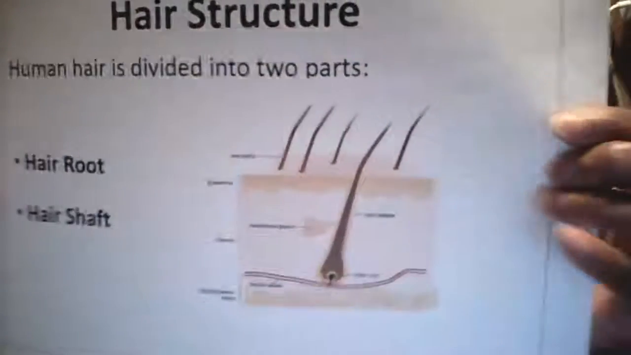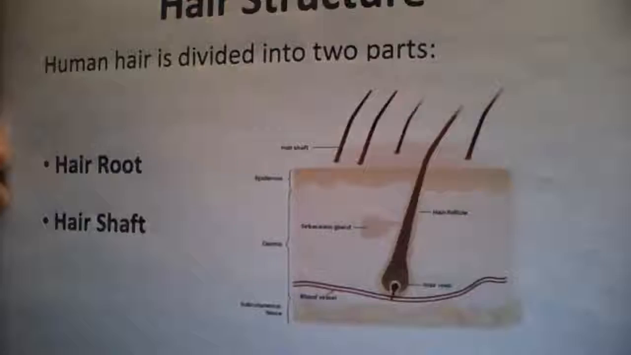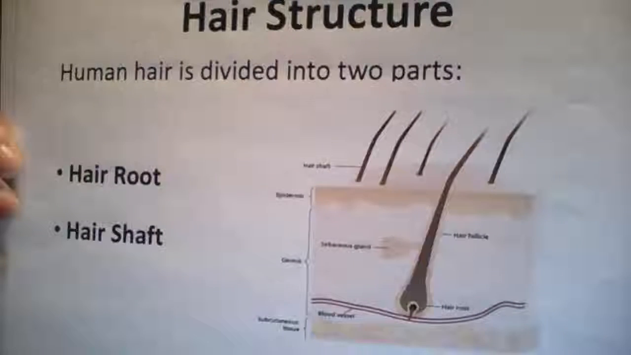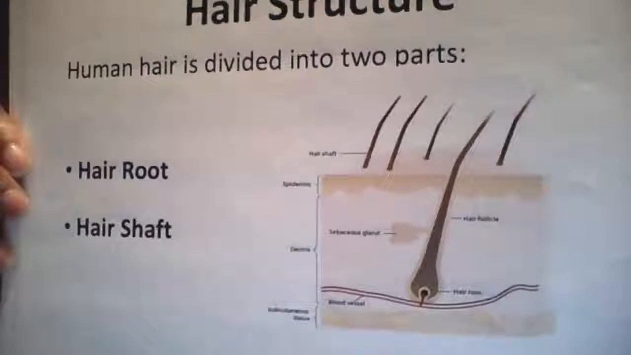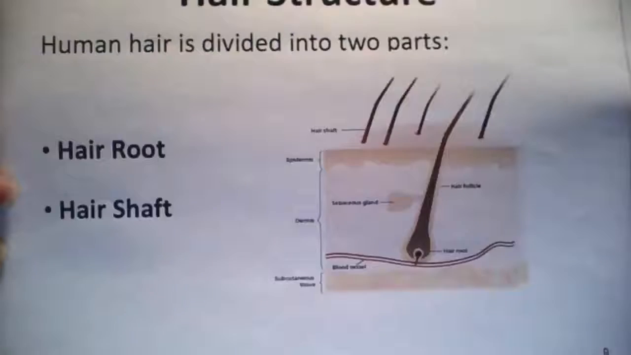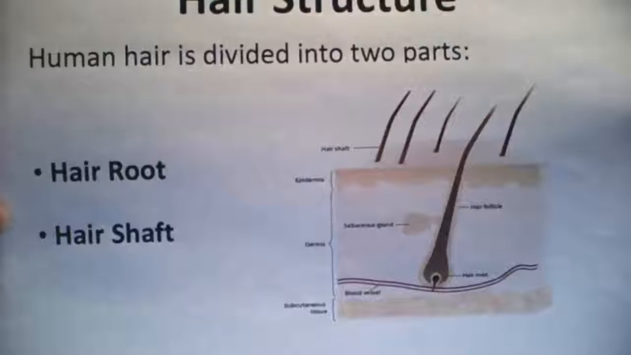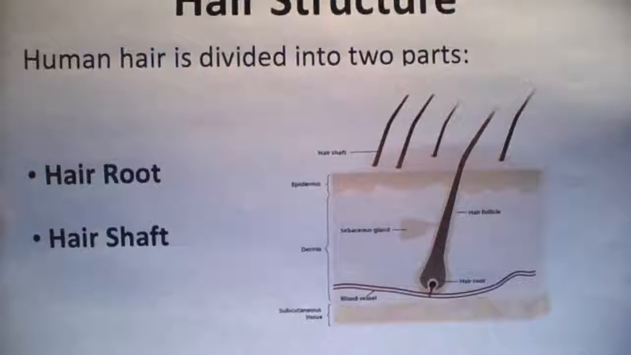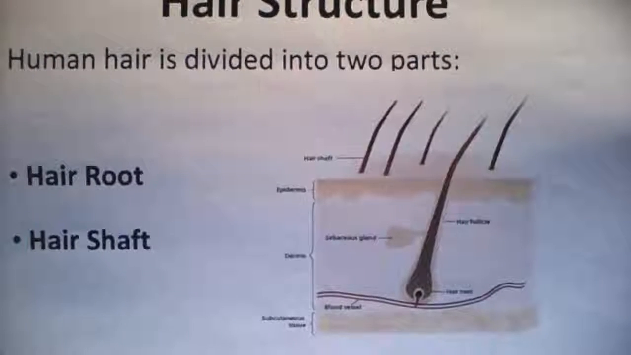Hold on, let me get it in the middle, centered there. We're talking only about the hair shaft and the hair root. If you notice, the hair root is connected to the blood vessel. Look down, it's at the bottom. I can't point to it because I'm trying to show you the picture.